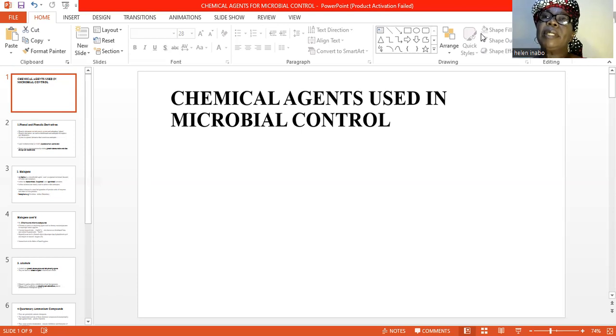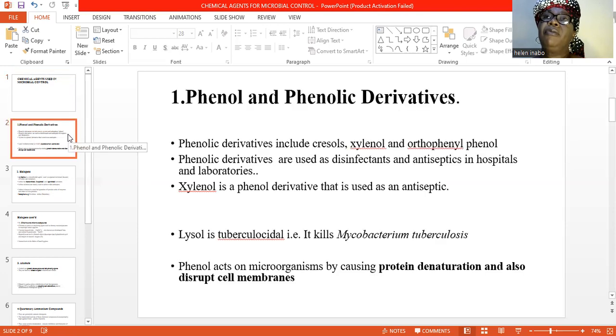Let's look at the first group of chemical agents that are used in controlling microorganisms. Phenol and phenolic derivatives. Phenol was used by Joseph Lister to prevent post-operative infections. He used phenol to disinfect small instruments prior to surgery.